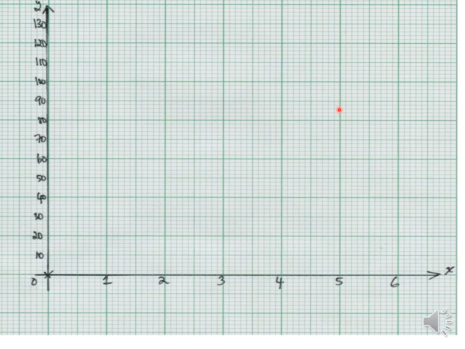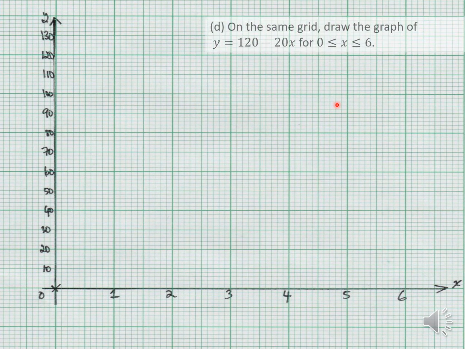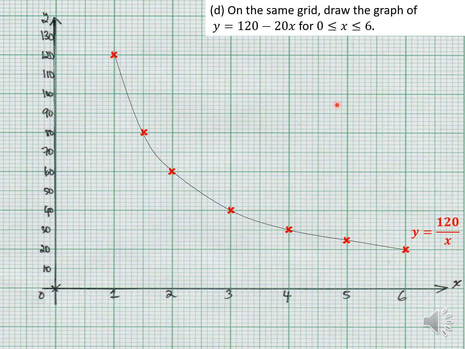Right, so let me bring my grid back again for further questions. So they are saying on the same grid that we have here, we're supposed to draw this graph, and this is y equals to 120 minus 20x for values of x between 0 and 6. And if you look at this function, it is a straight line function.